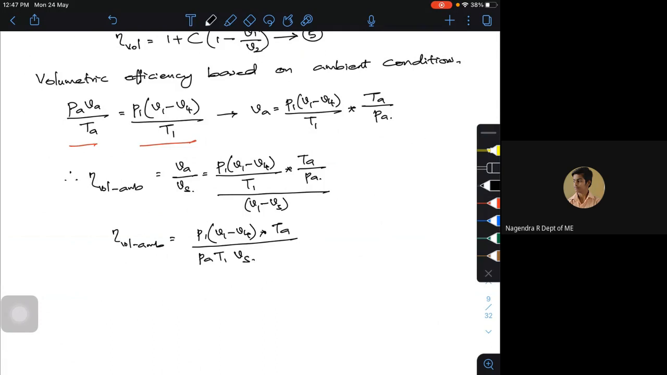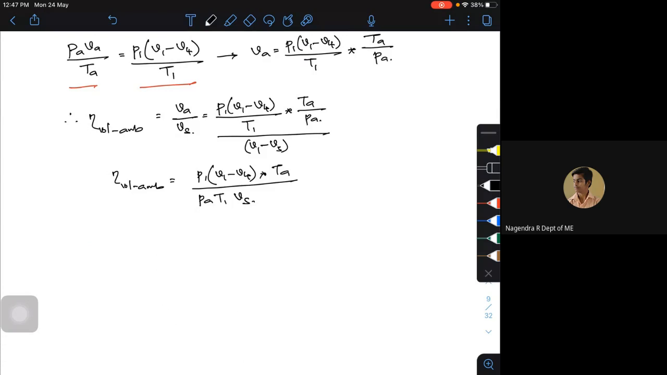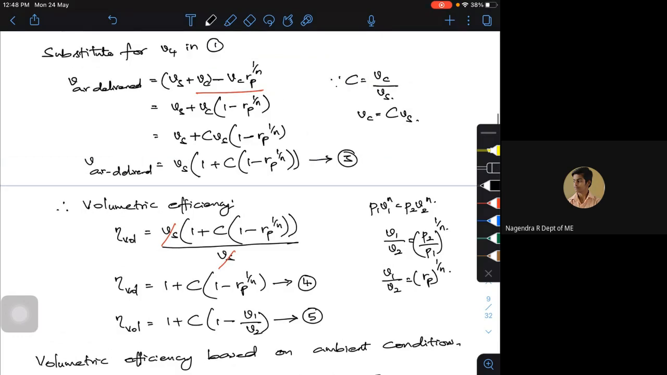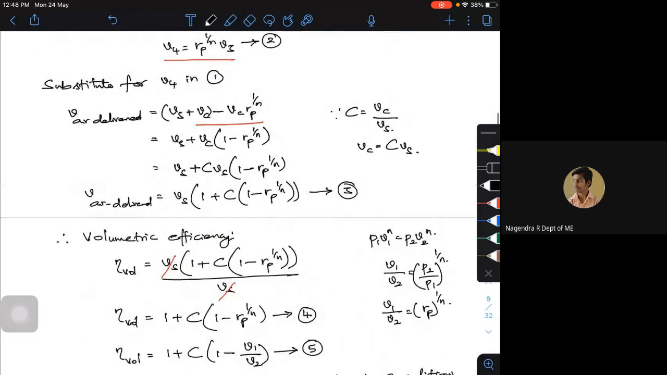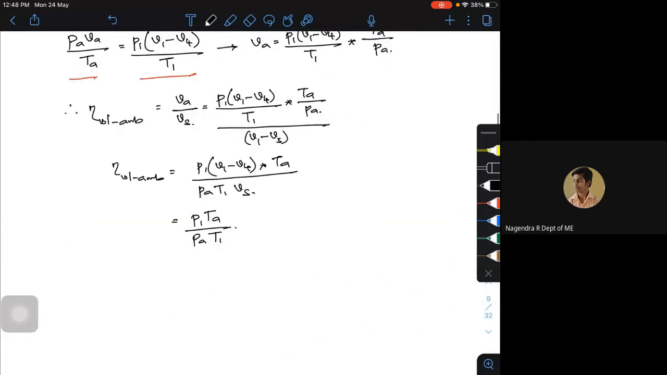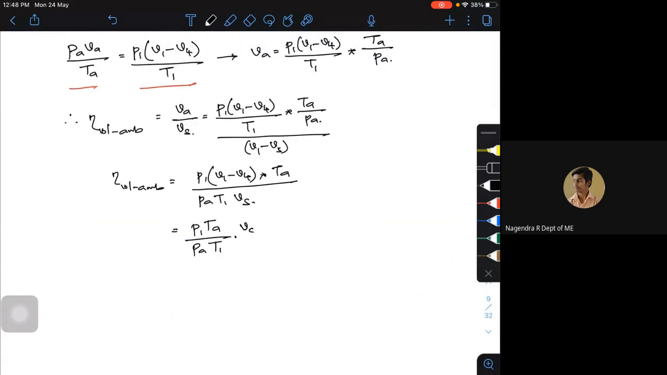Now V1 minus V4 I have to write. V1 minus V4 is actually P1 into TA divided by PA into T1, times the volume of air delivered, this expression: Vs into 1 plus C into 1 minus Rp to the power of 1 by n, the whole thing divided by Vs. So Vs simply cancels out.